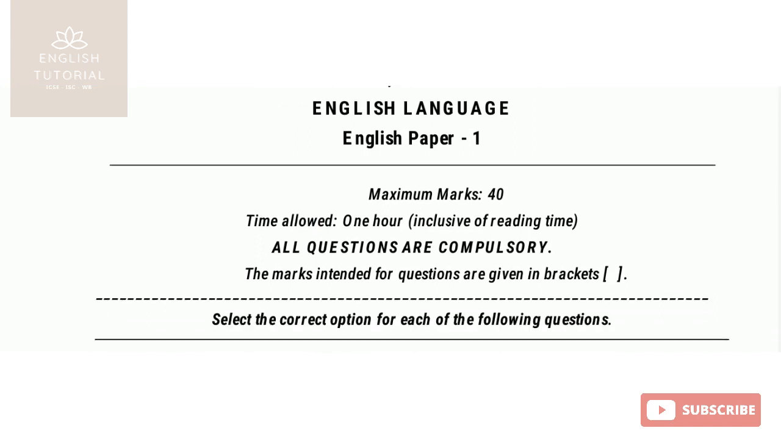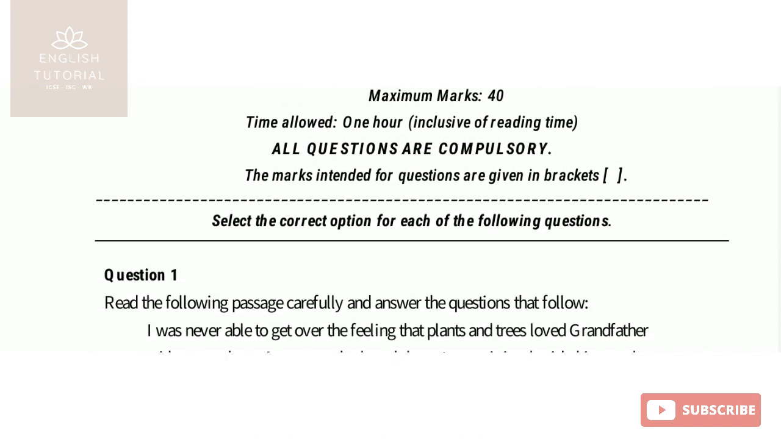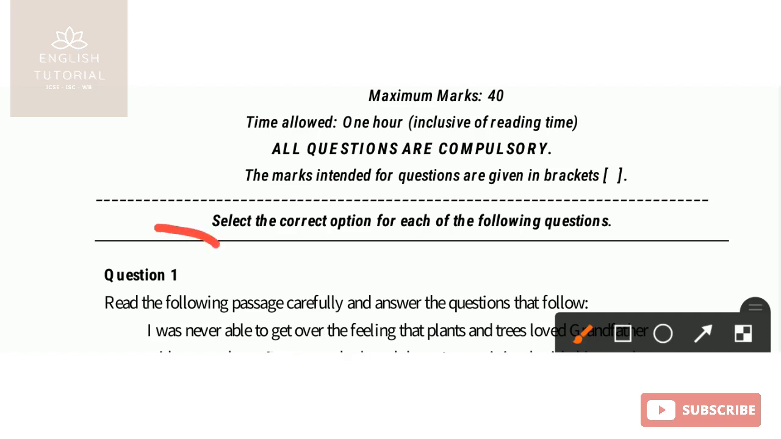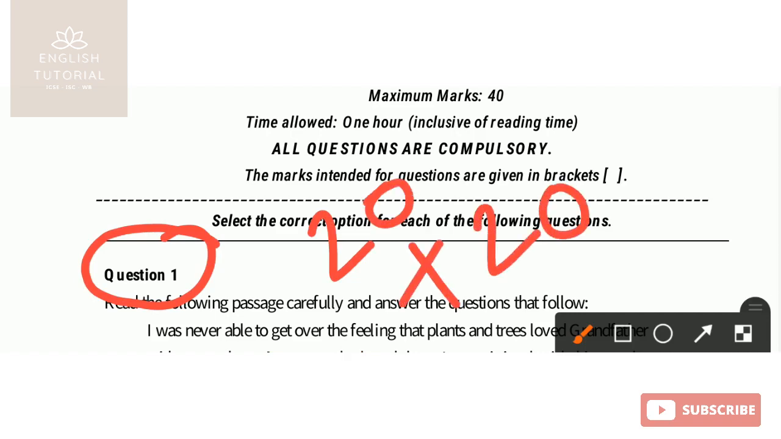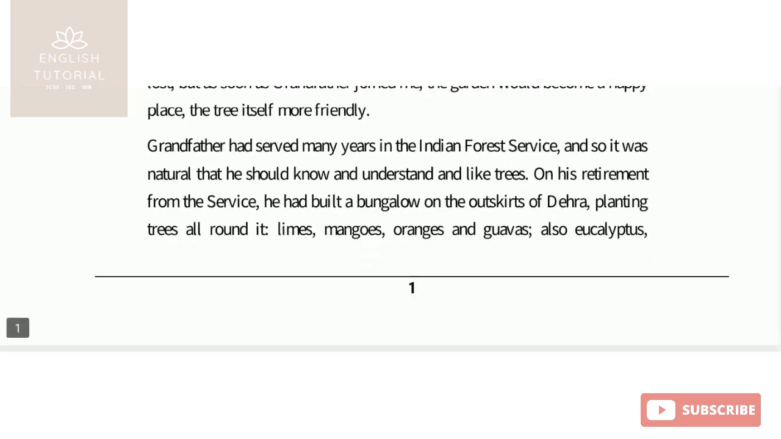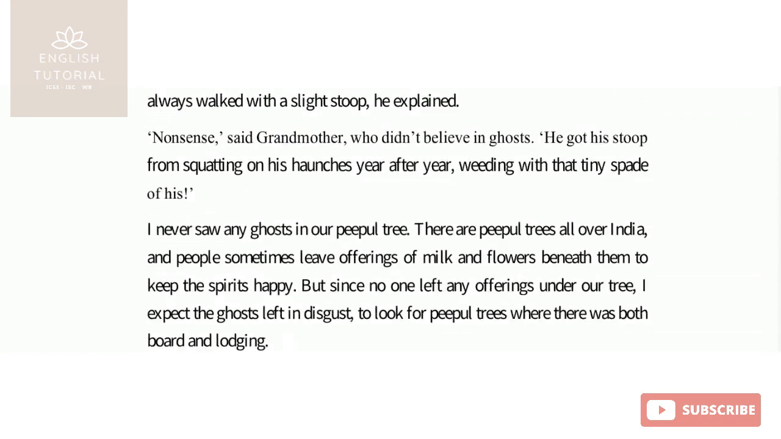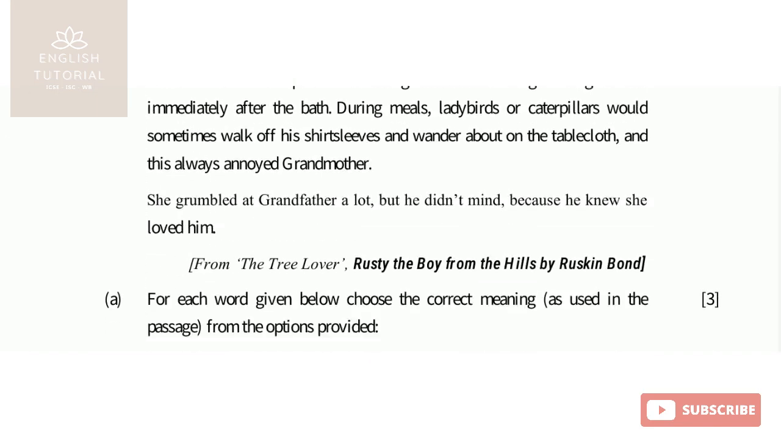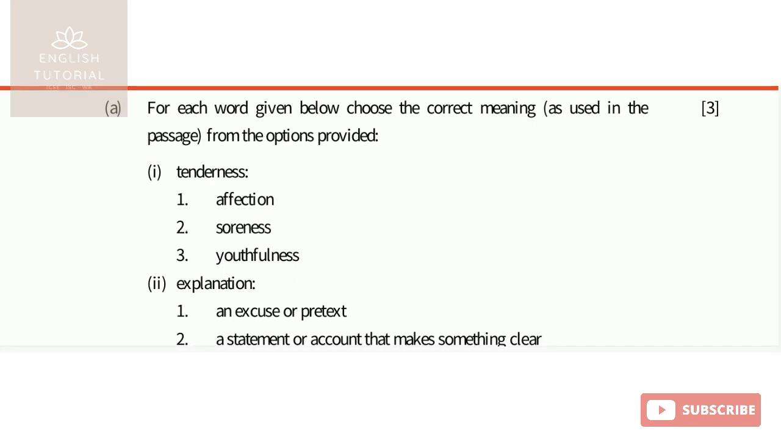As you know, this paper is going to be of 40 marks, and the 40 marks are divided into two. The first question is for comprehension and the second is for grammar, 20 plus 20. Okay, so come to the questions. First, comprehension questions start from here.